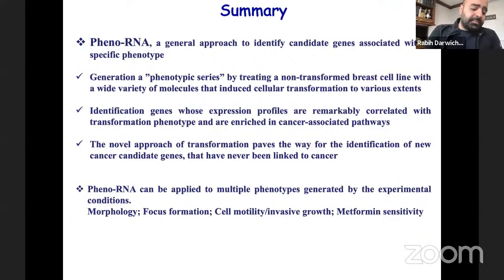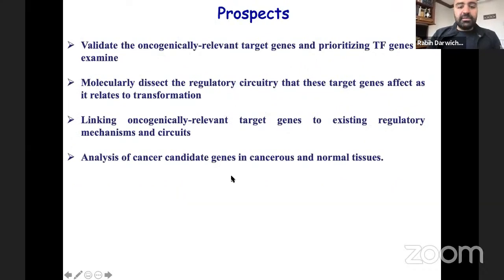And also, pheno-RNA can be used for many other phenotypes. For example, it can be used to study morphology or focus formation, cell motility, invasive growth, and metformin sensitivity. For example, I used these molecules or cytokines to provoke transformation, but everyone can also add whatever they need related to their experiments to make this set of data. In the future, what I am doing now is to validate.